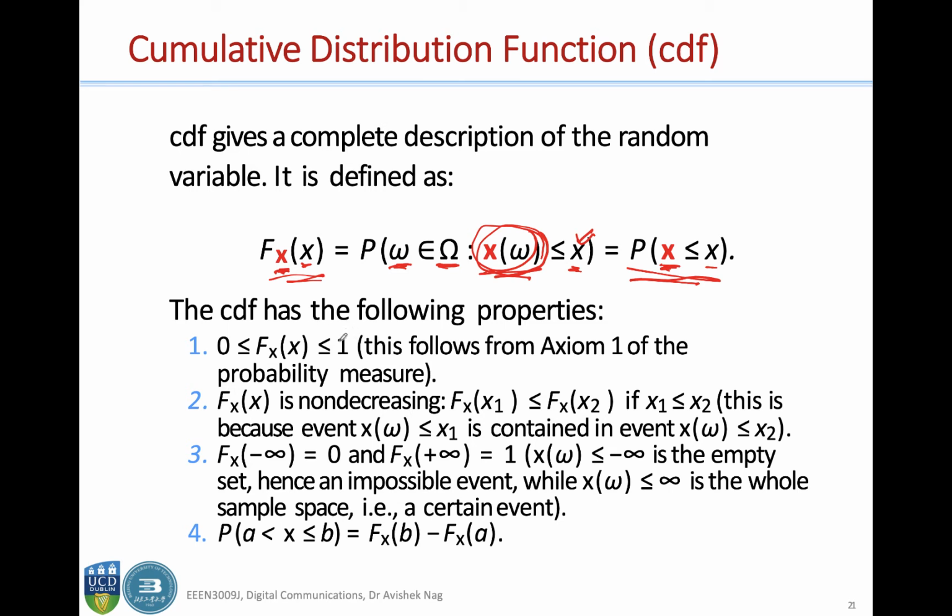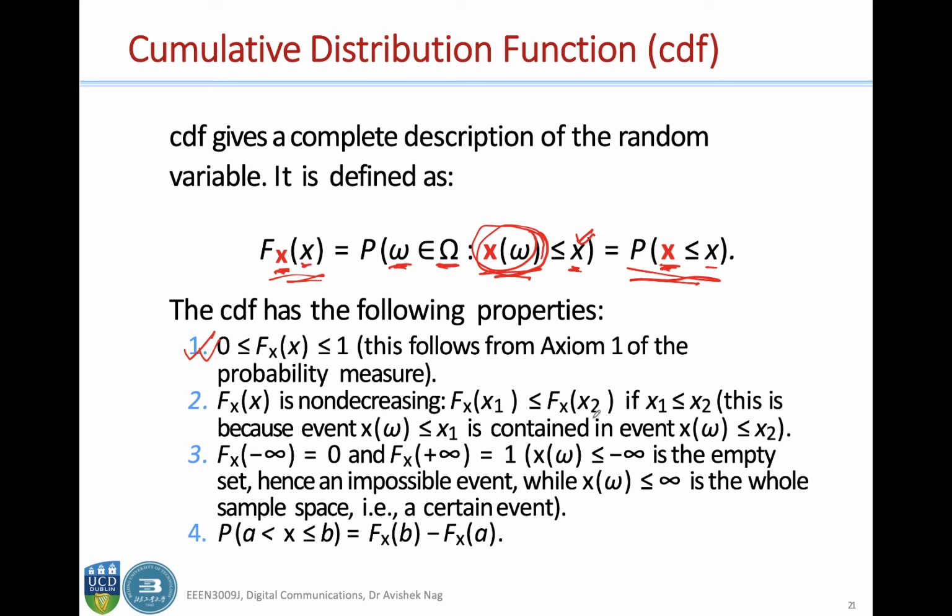And the cumulative distribution function, since it is equal to a probability, has to be between 0 and 1. So this is the first property, and this follows directly from axiom 1 of the probability measure. Then the next property is that the cumulative distribution function is non-decreasing in nature. So if you have two values x1 and x2, and if x1 is less than x2, then F of x1 is less than or equal to F of x2.